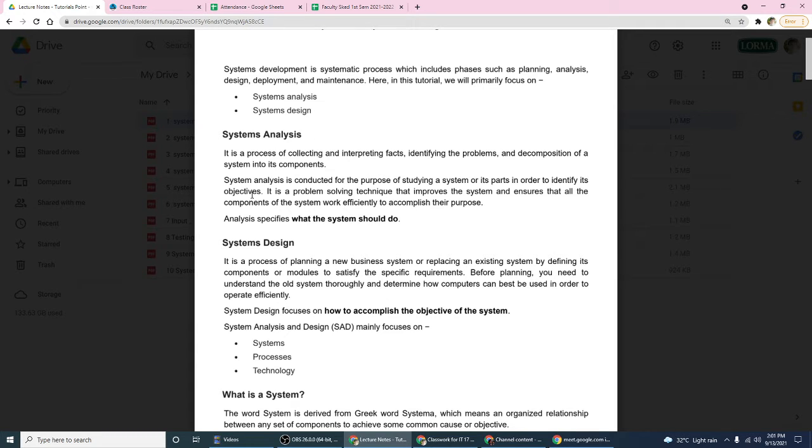So system analysis is conducted for the purpose of studying a system or its parts in order to identify its objectives. In here, there will be data gathering so that you will be able to analyze the data, and then after analyzing the data, you can already identify the problems and come up with the solution. So it is a problem solving technique that improves the system and ensures that all the components of the system work efficiently to accomplish their purpose.